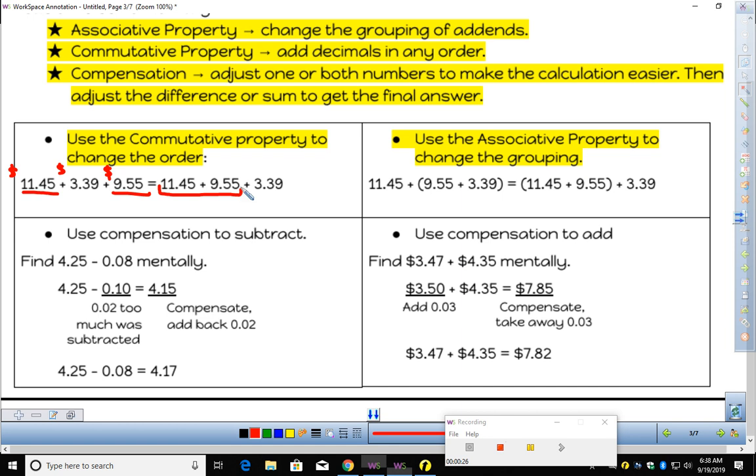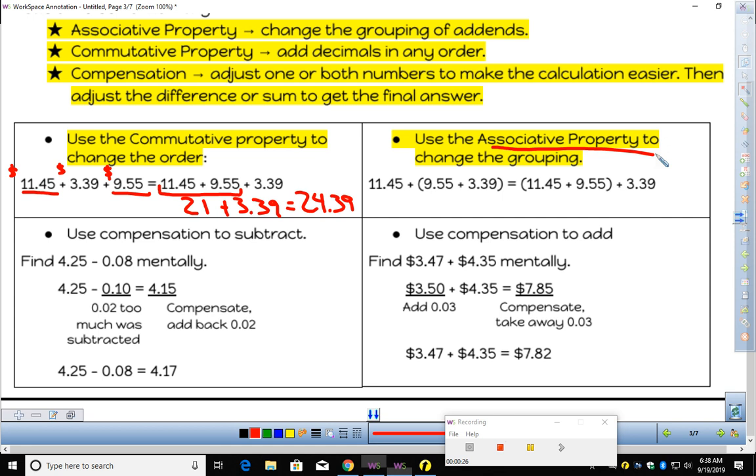If you're thinking it's because you can add 55 and 45 in your head and get another dollar, that would be absolutely correct. 55 and 45 makes 1, plus 9 is 10, plus 11 is 21. Now I have 21 plus $3.39, which I could also do in my head: $24.39. So when you're only adding, you can move these numbers around in any order you like.